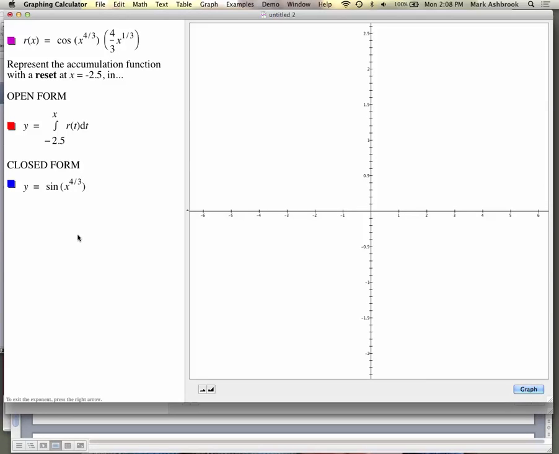Right, take the derivative. Go ahead and take the derivative, and what should you get? You ought to get r. So that's the first way you can check it. What's another way we can check it?